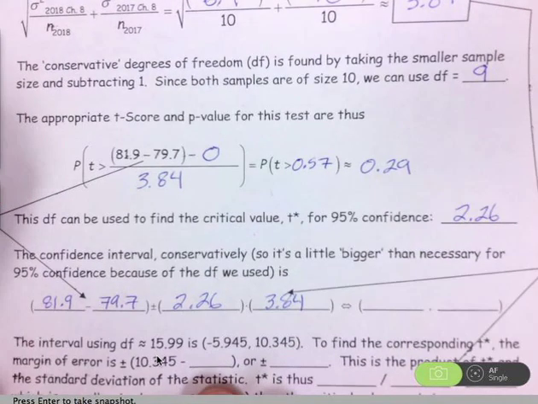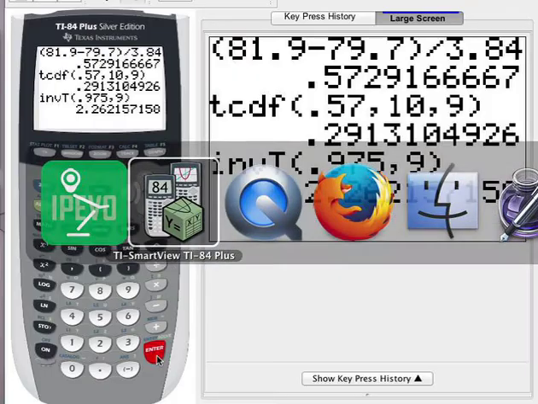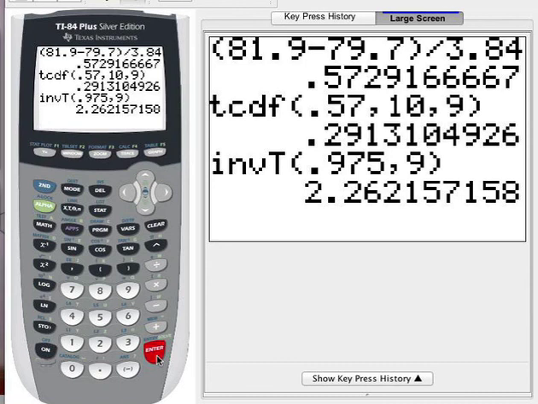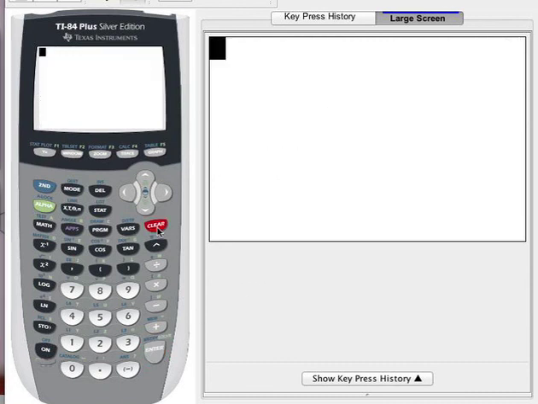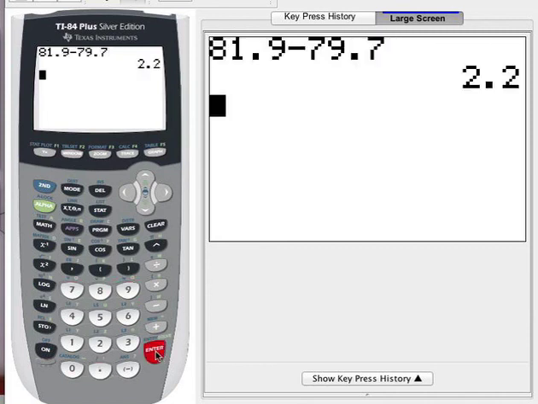So if I'd like to find my confidence interval, that's all I have to do. I'll go ahead and clear the screen here. So the 81.9, again, if we want to find it by hand, minus the 79.7. So there's our statistic. The difference in our two samples is 2.2. Now what we need to do is find the margin of error. So I'm going to take that 2.2 and add and subtract the margin of error from it.